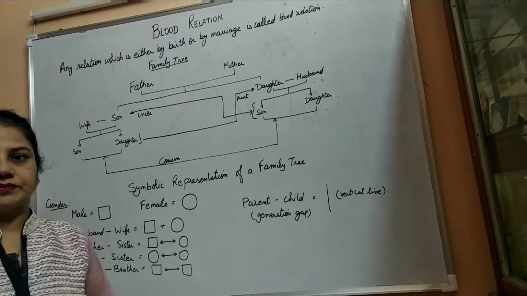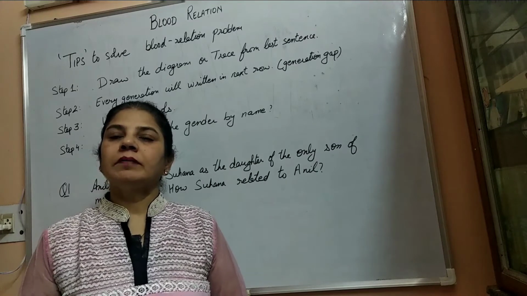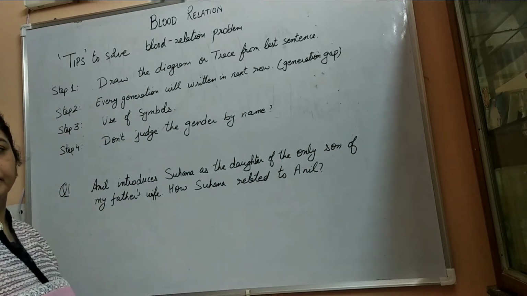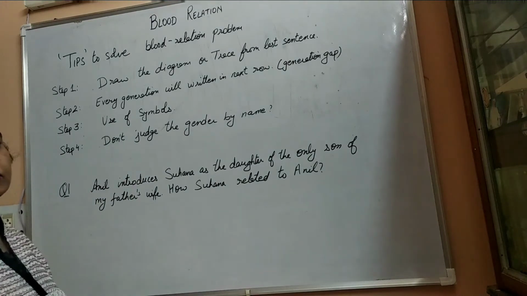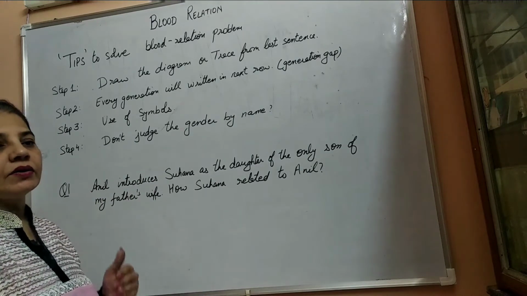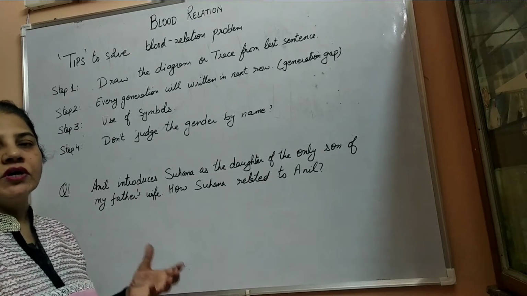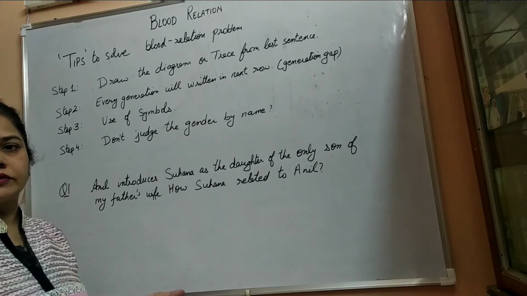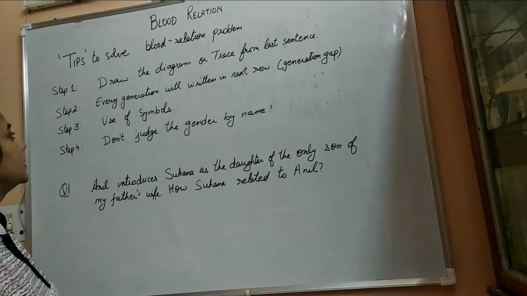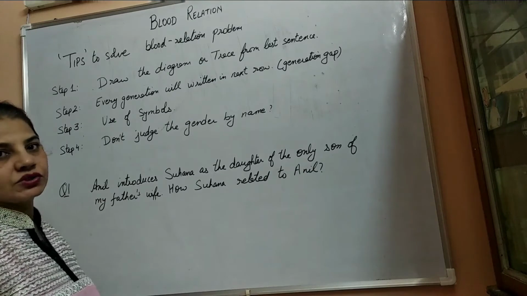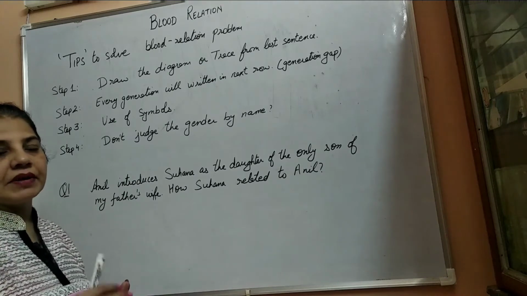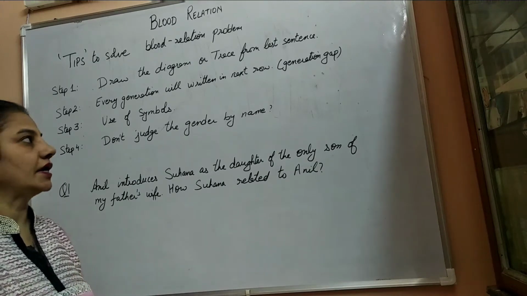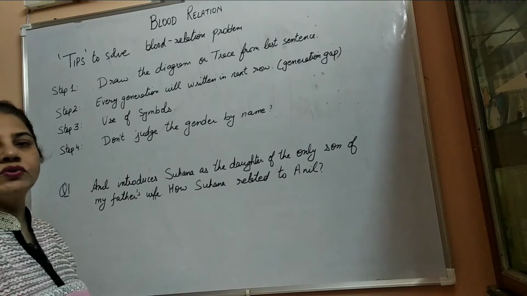Tips to solve blood relation problems. First step is to draw a diagram or trace the question from the last sentence. When the question is given to you, first of all draw the diagram of that question and then try to solve it. Second step is every generation will be written in the next row. There is a generation gap, represented by a vertical line, and it is written in the next row.